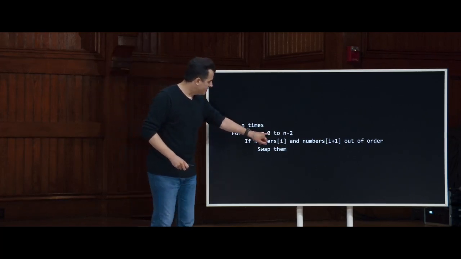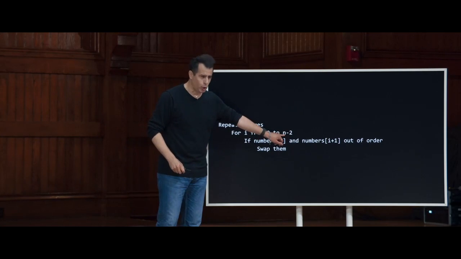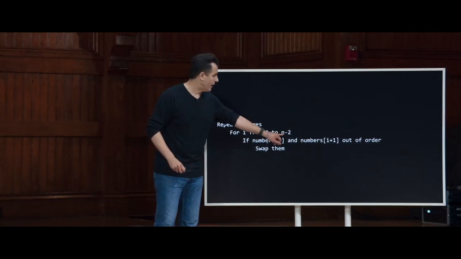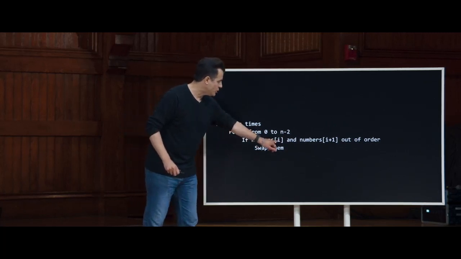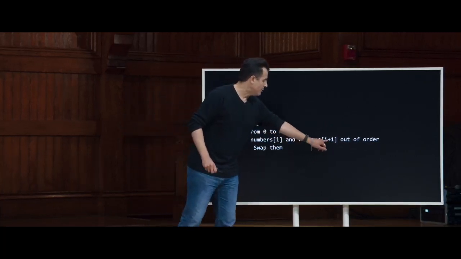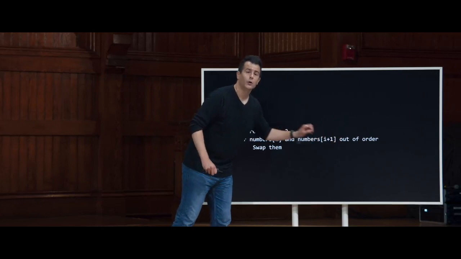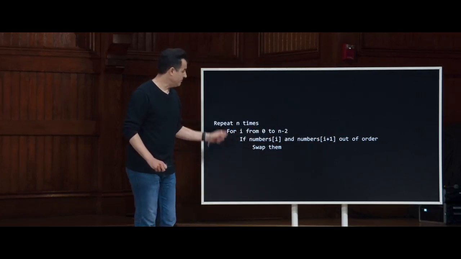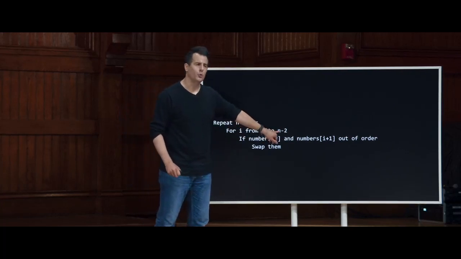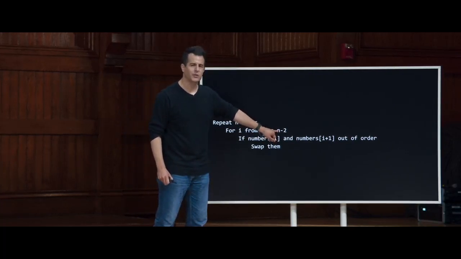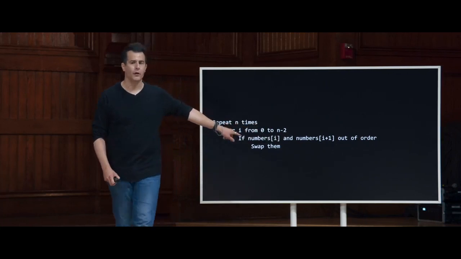For i from 0 to n minus 2. Now, this is a little weird, but we'll get back to this. For i from 0 to n minus 2, if the number at location i and the number at location i plus 1 are out of order, swap them. And then just repeat. But we've never seen n minus 2 in pseudocode before. Why is it n minus 2 and not the usual n minus 1?